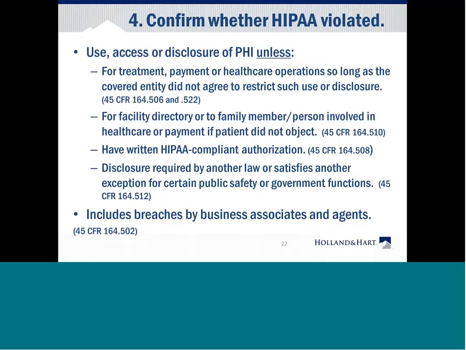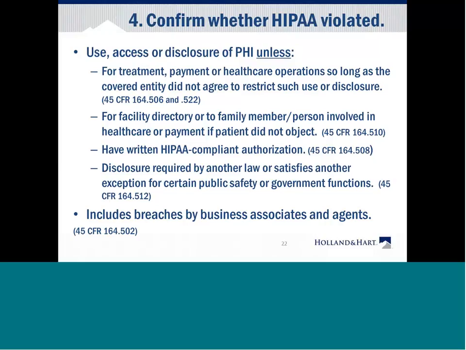In addition, HIPAA has a separate exception for use of certain information for facility directory or disclosures to family members or persons involved in the healthcare or payment if the patient did not object, you otherwise believe it's reasonable to make that disclosure on behalf of the patient, and you think it's in the patient's best interest, and you limit the scope of that disclosure to the role of that person who's receiving that information.